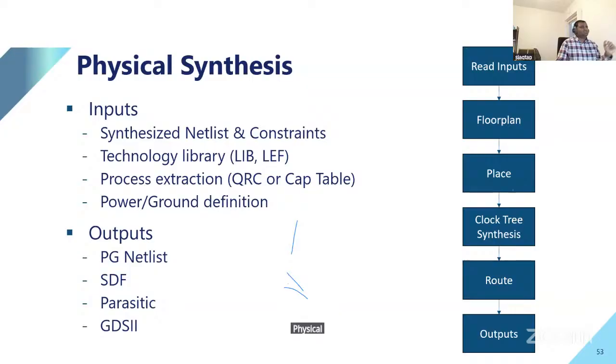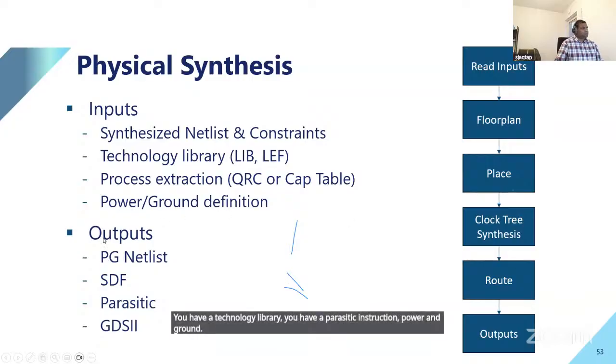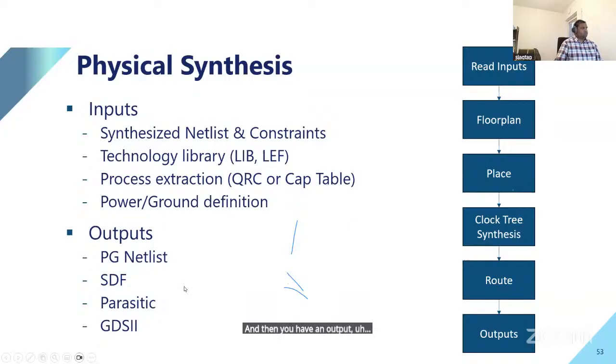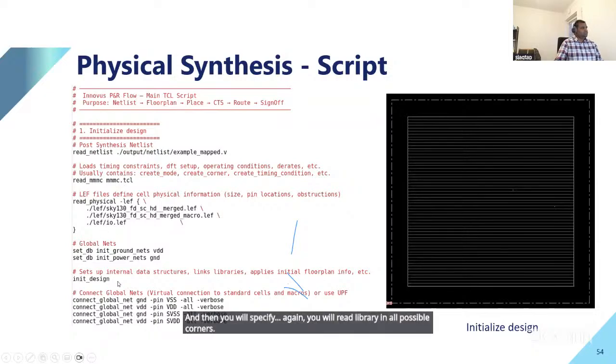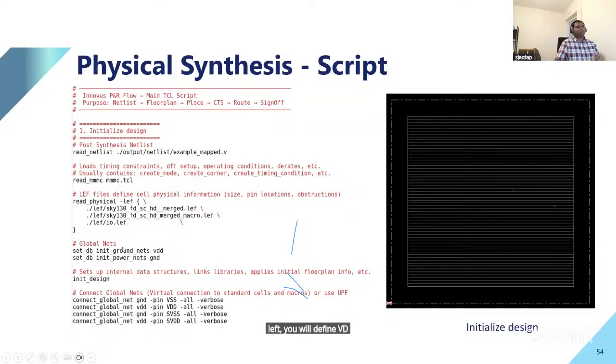Physical synthesis is basically where you get into the physical domain. You have a synthesized netlist, a technology library, parasitic extraction, and power and ground, and then you have an output coming out as the physical netlist. You will read in this design, and then read the libraries in all possible corners. You will define VDD and ground if they are not defined in UPF or CPF format. So you have to do this craftsmanship on your own.